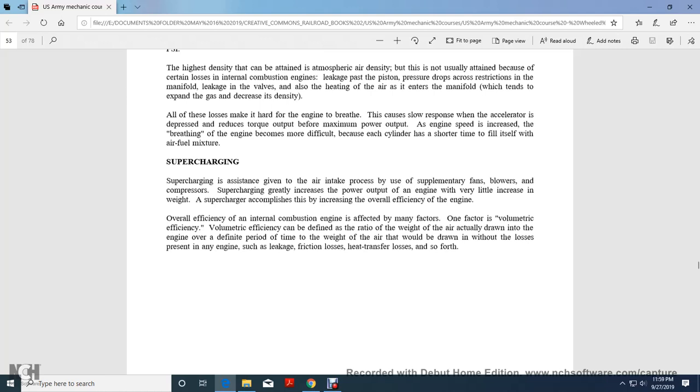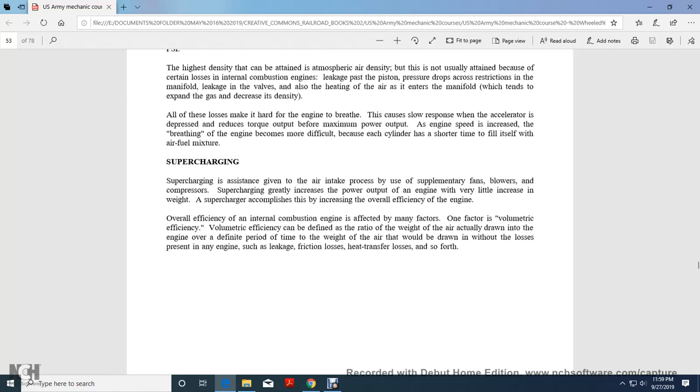Alright, supercharging. Supercharging consists of giving the air intake supplementary pressure with a fan, blower, or compressor. Supercharging greatly increases the power output of the engine with very little increase in weight. The supercharger accomplishes this by increasing the overall efficiency of the engine. The main factor in this effect is volumetric efficiency.